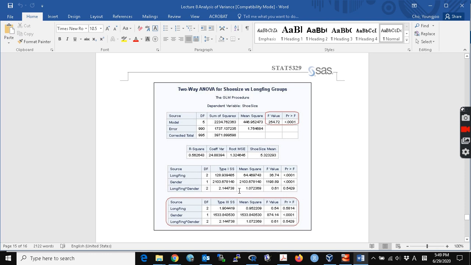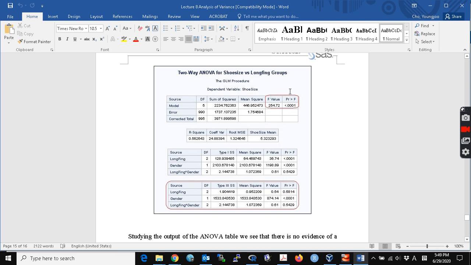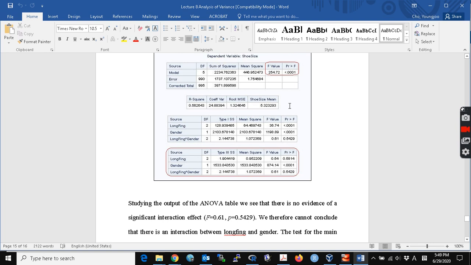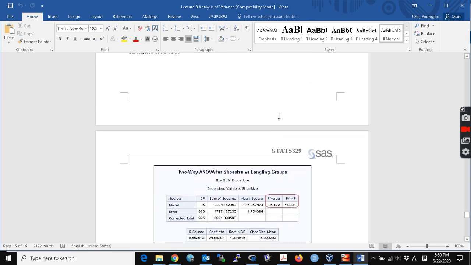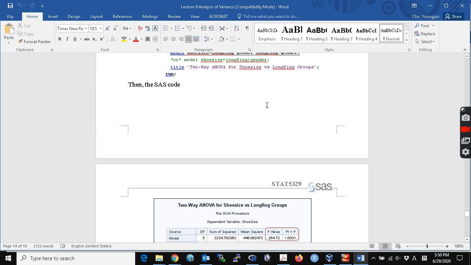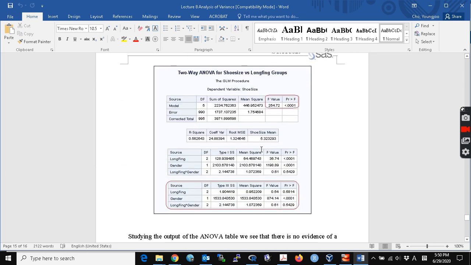Then you can see that the model is significant, which means that at least one pair from these two factors is different. And we have R square, and 0.56 is higher than before. We have two tables here, the type 1 sum of squares and the type 3 sum of squares. This may be confusing to you.